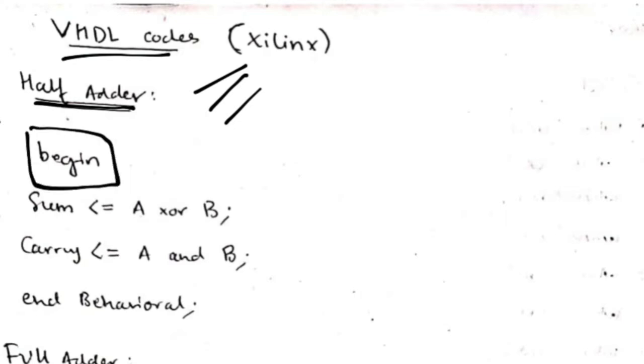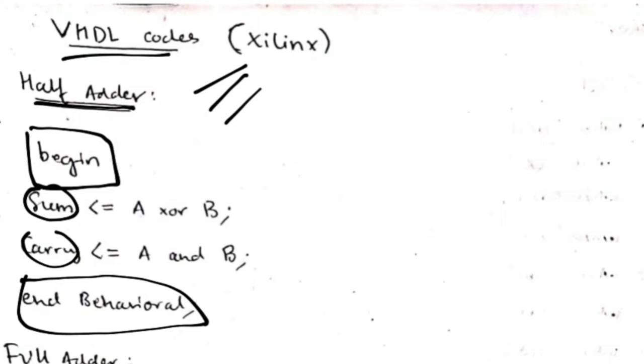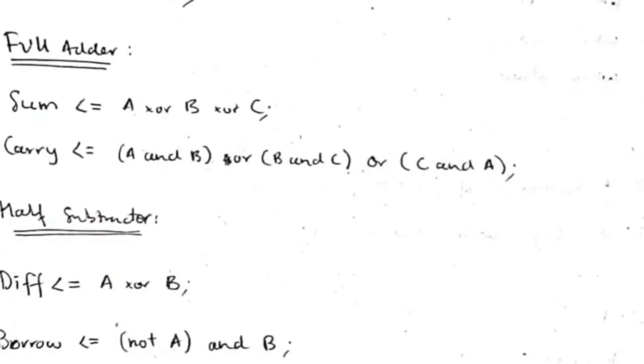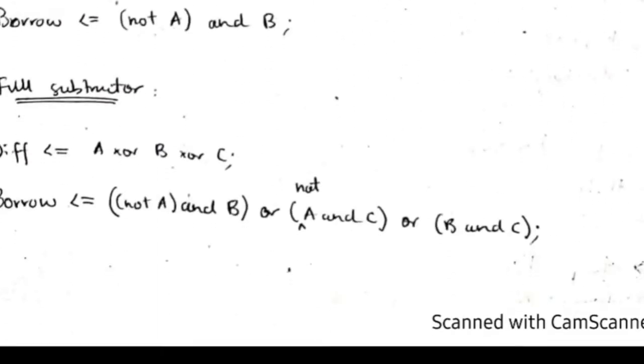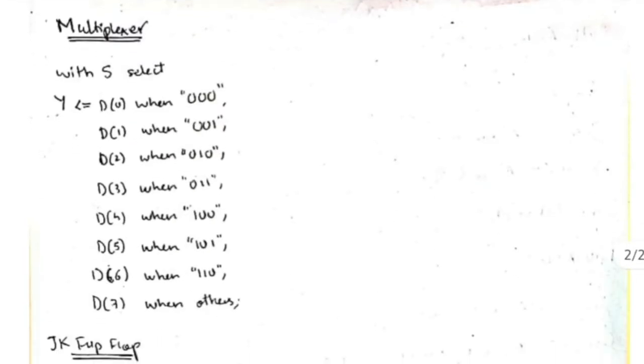That's very easy. We'll write the begin and end behavioral, and inside that we'll write the equation of sum and carry. Okay, then we have full adder. Similarly, we'll write the sum and carry for the full adder also. Similarly for half subtractor and full subtractor also. Now the next part is multiplexer.